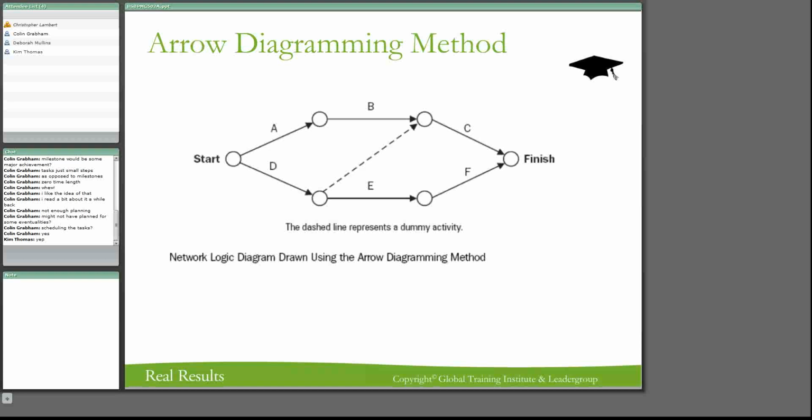Why wouldn't they simply have the node there between B and C, the same one as between D and E, so that B runs into that one and C comes up off it, instead of having that dummy line across there?